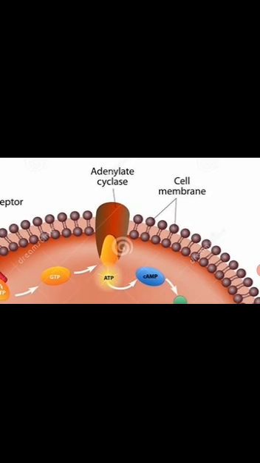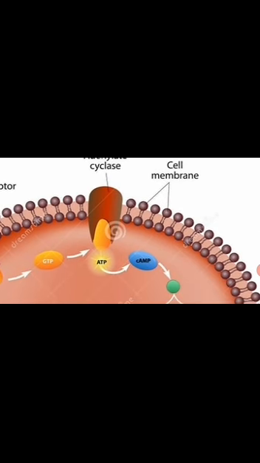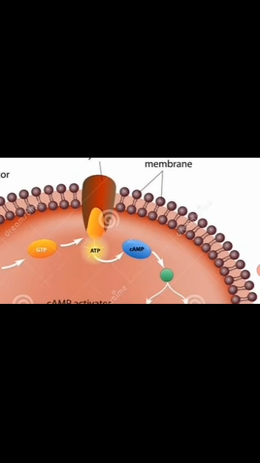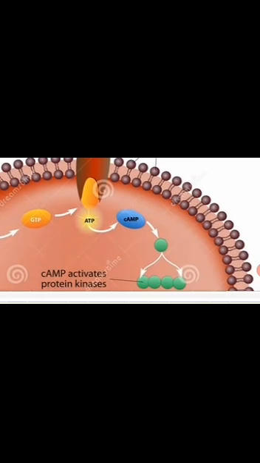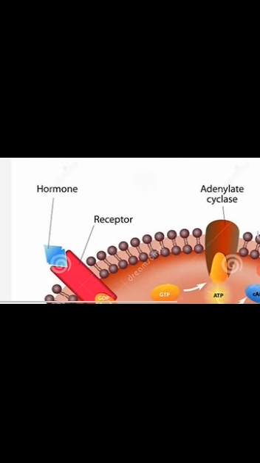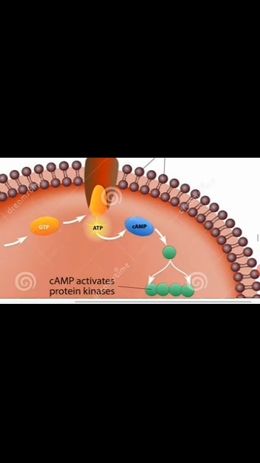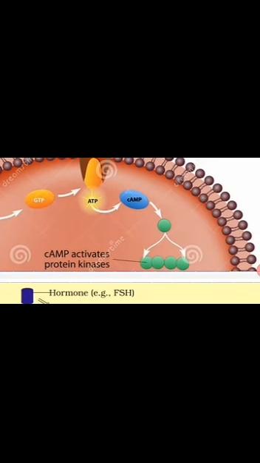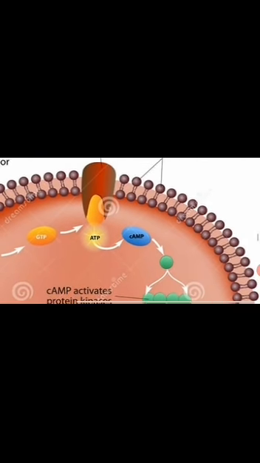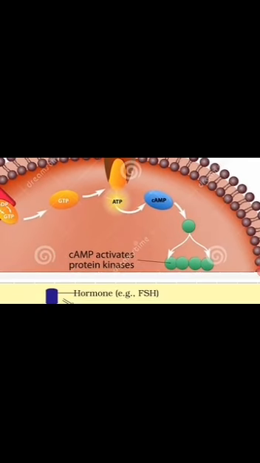After the formation of the enzyme adenylate cyclase, the ATP which is present in the cell converts into cAMP, that is cyclic AMP. Now this cyclic AMP acts as a second messenger. So here the first messenger is the hormone, and the second messenger is cAMP. cAMP activates the protein kinase, and in this way the action of this hormone actually takes place.